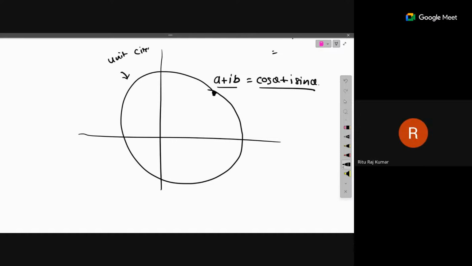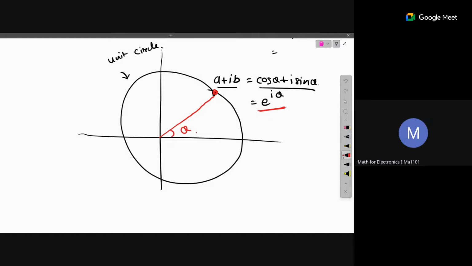Yes, ma'am. So for any point lying on the unit circle, we can describe it using e to the power i theta too. And what is theta here? Theta is the angle made by the line with the x-axis. So any point on the unit circle we can describe using e to the power iota theta. This is the main point. Also, we know the polar coordinate of any point is r e to the power i theta, but we won't go there.